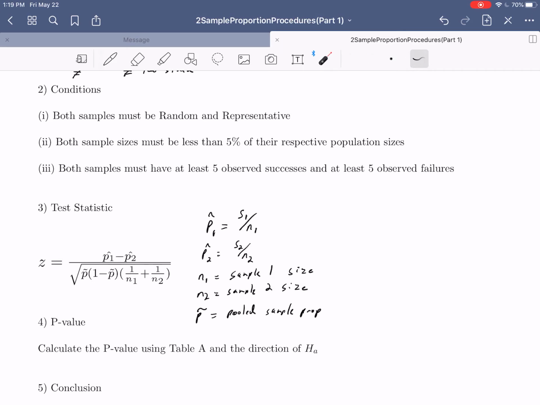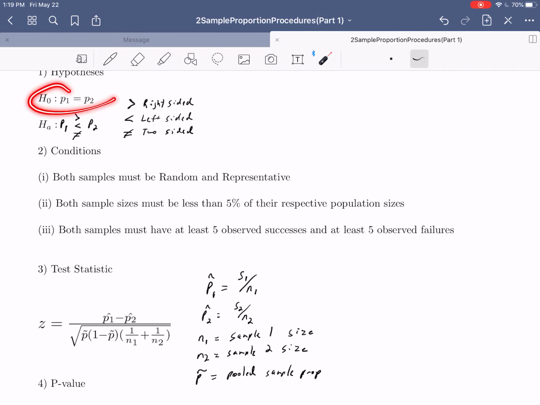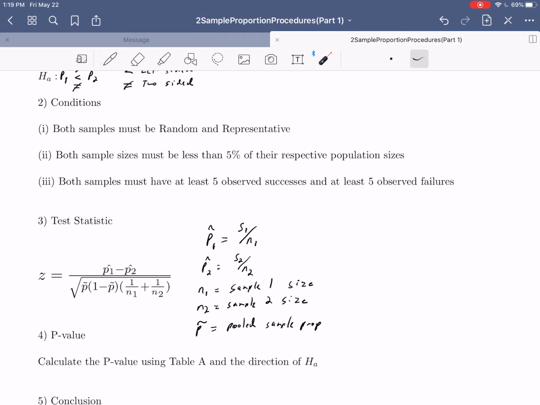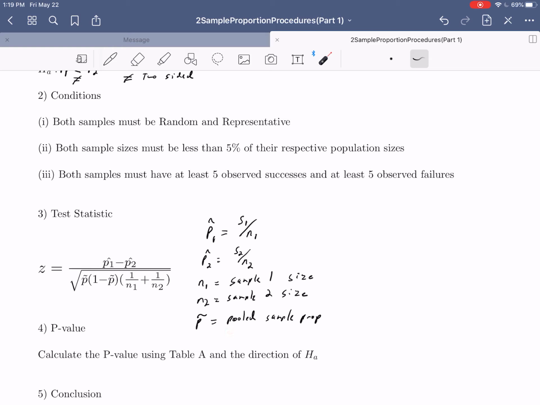Basically, what this P tilde says is, let's operate under the assumption that the null hypothesis is true, that the percentages are equal. So we're able to pool the samples together and look at what the percentage was when we combine those two samples. The way you calculate this pooled sample proportion is you add the successes from both samples and you divide by the total sample size.